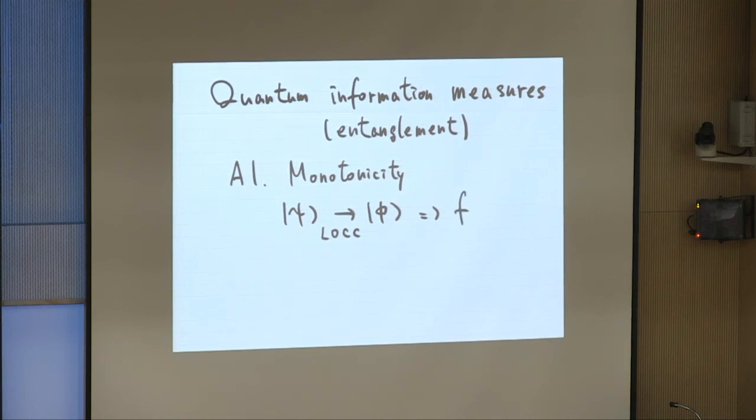Okay, so when psi can be transformed into phi by LOCC, then, I will write the density matrix for psi as rho psi, f of rho psi is greater than f of rho phi. So this is the monotonicity axiom.